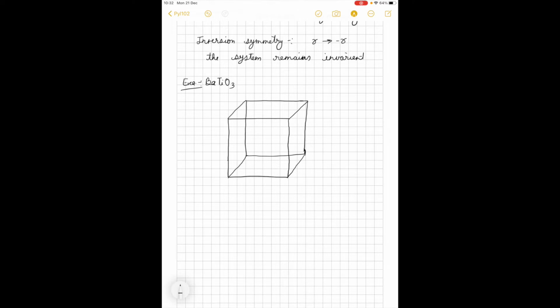So this is the cube. I'm saying we have Ba2+, Ti4+, and O2-. Okay, so let me draw with different colors. First I'll draw the barium using blue. So barium is blue. They're sitting at the corners of the cubic crystal, so all the corners. So this is our barium.